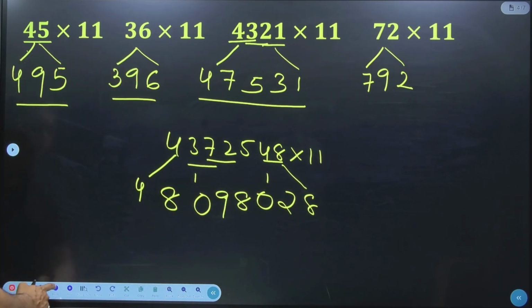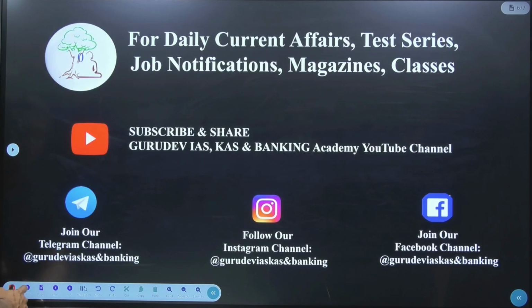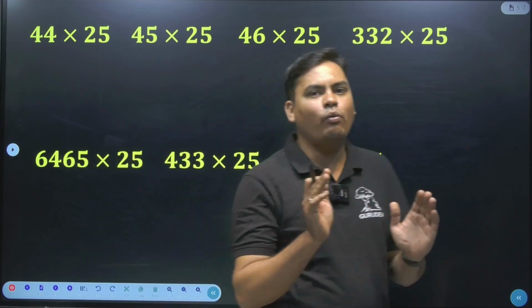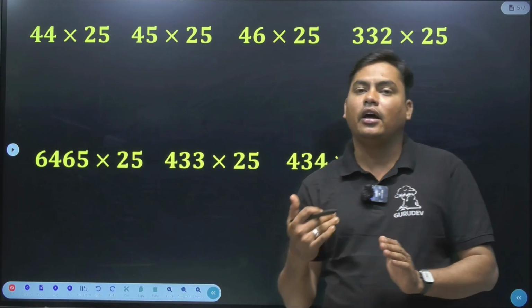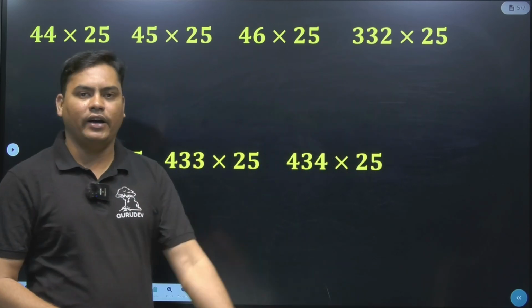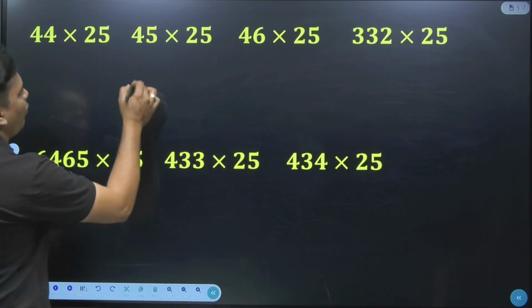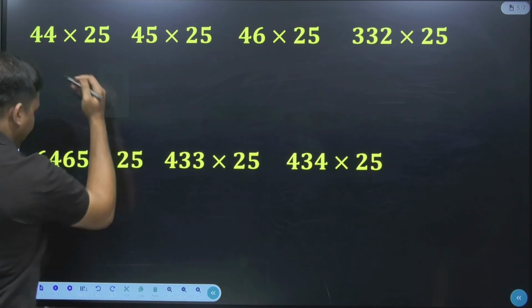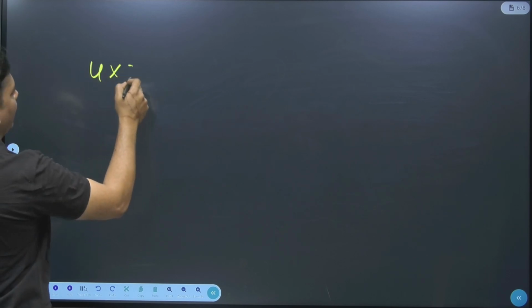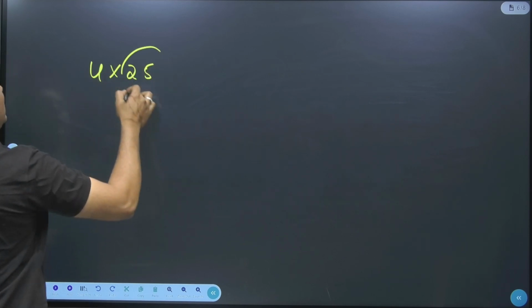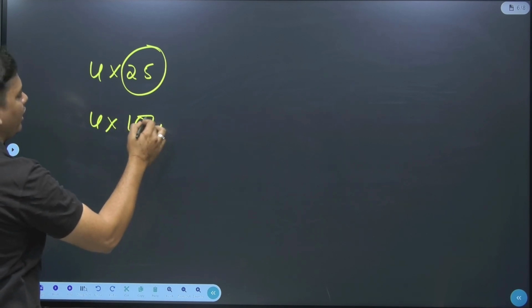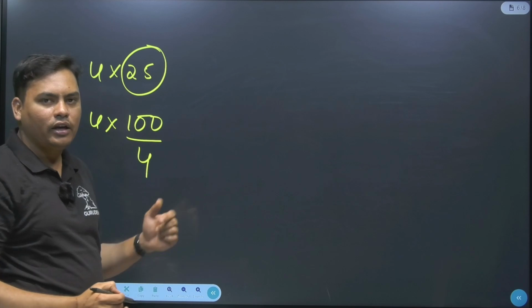Now, we'll move to the next topic. The last part of this one, multiplication with 25. I think everyone remembers how we divide a number by 25. Now, we'll see how to multiply a number with 25. If I ask you what is 4 into 25, we'll write it here. Can I tell that 25 can be written as 100 divided by 4? Yes or no? 100 divided by 4.